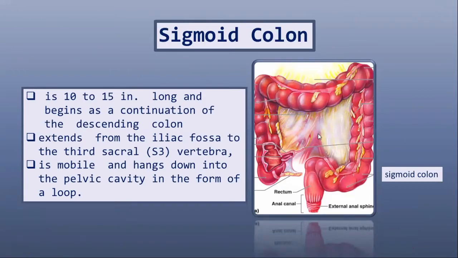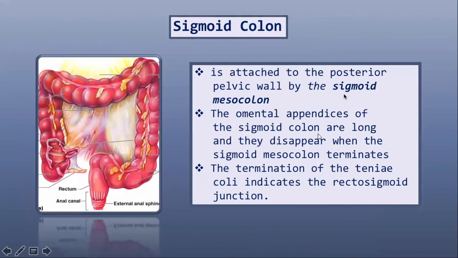Your last part of your colon, the sigmoid colon, extends from the iliac fossa to the third sacral vertebra. It is around 10 to 15 inches long as a continuation of your descending colon. It is mobile. It hangs down into the pelvic cavity in the form of a loop. It has a long mesentery called the sigmoid mesocolon.